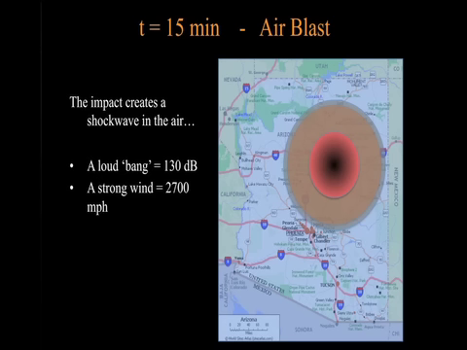And so as this shock wave goes past, it's moving faster than the speed of sound, so we're going to get a sonic boom as well. And this is going to be a very strong sonic boom of 130 decibels. And this is going to cover all of the state of Arizona. We'll be experiencing this.